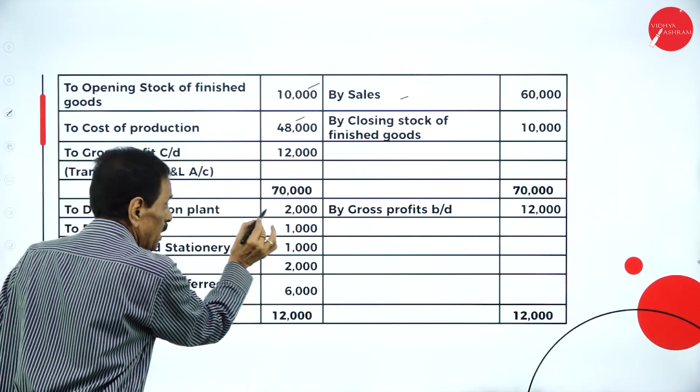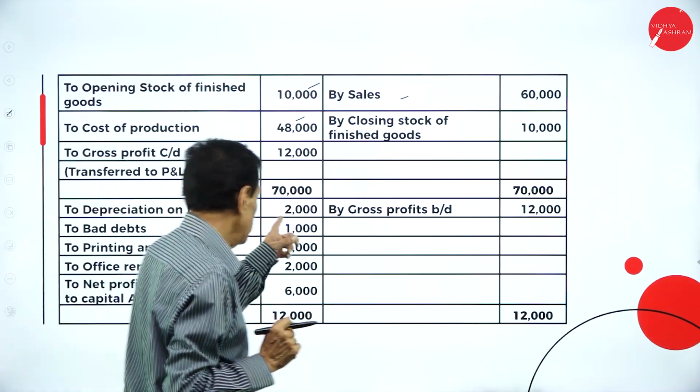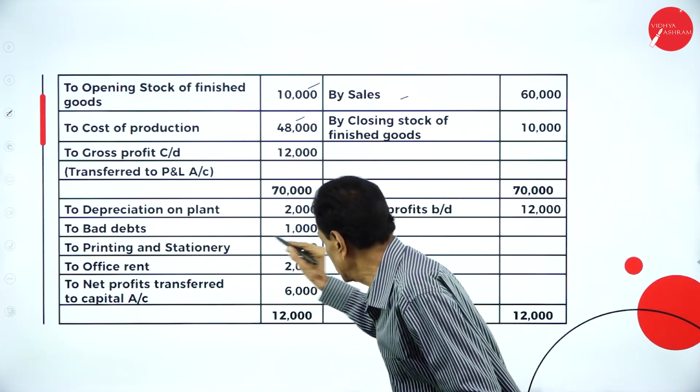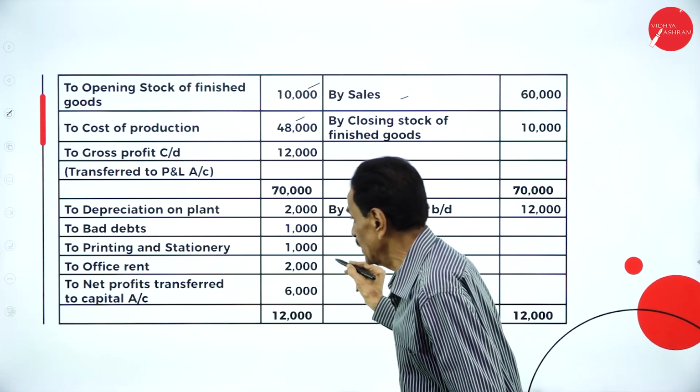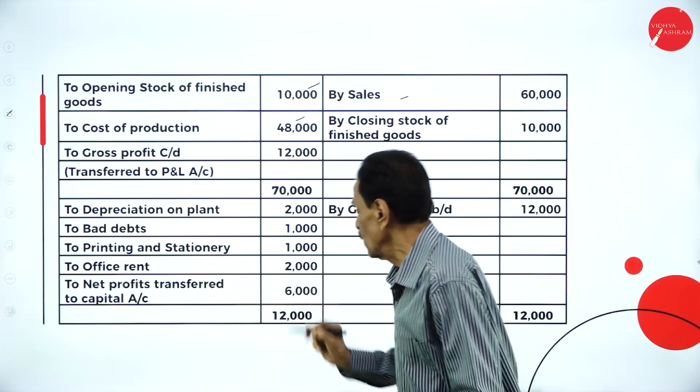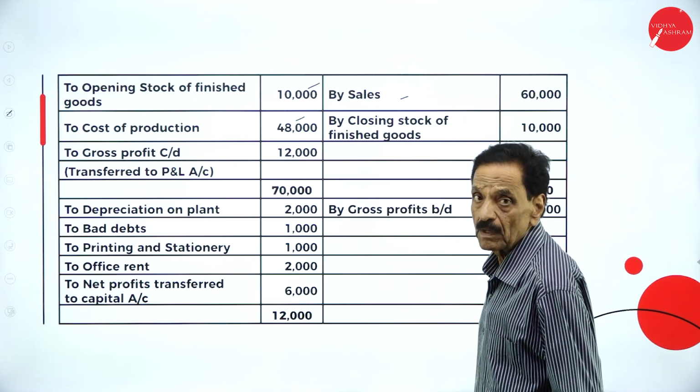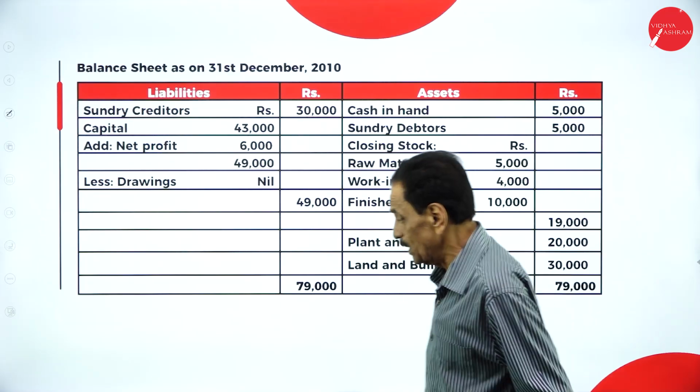To depreciation on plant 2,000. You can put it here or you can put it in the manufacturing account. Bad debt is a loss. Printing and stationery, office rent, whatever the difference comes, that is the net profit. Then we'll go to the balance sheet.